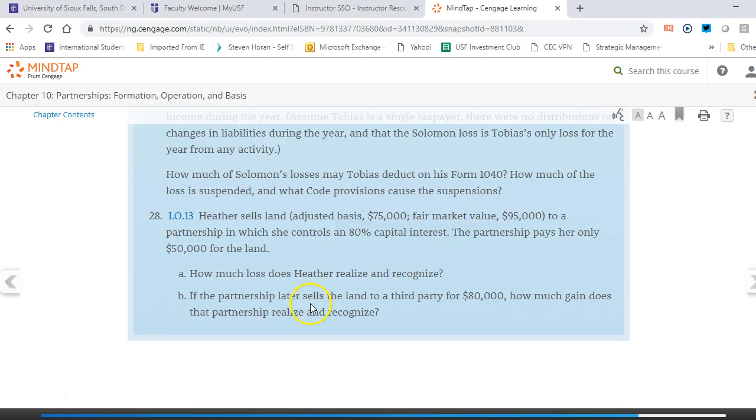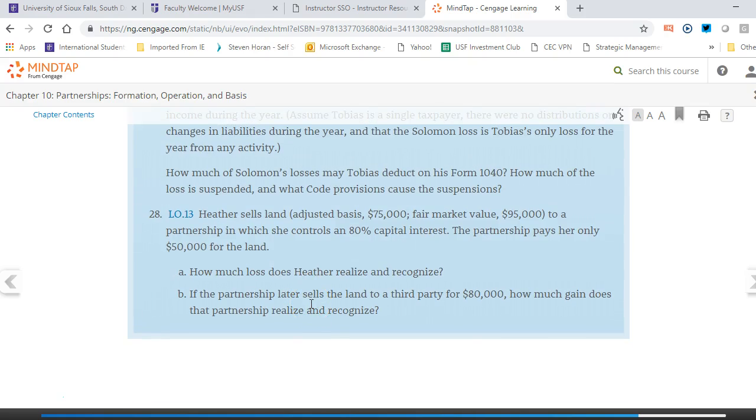I'm skipping 27, so we'll go down to 28. Heather sells land with an adjusted basis of 75, fair market value of 95, to a partnership in which she controls an 80% capital interest. The partnership pays her only $50,000 for the land. How much loss does Heather realize and recognize? If the partnership later sells the land to a third party for 80, how much gain does the partnership realize and recognize?